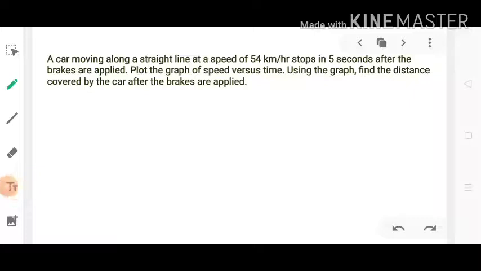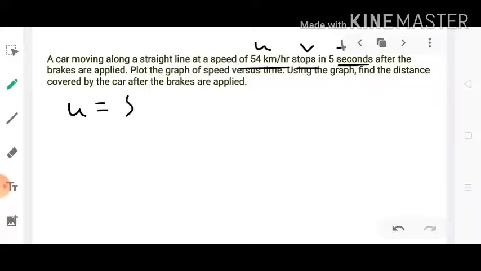Next question. A car moving along a straight line at a speed of 54 km per hour stops in 5 seconds after the brakes are applied. Plot the graph of speed versus time. Using the graph, find the distance covered by the car after the brakes are applied. Again, identify: 54 km per hour stops in 5 seconds. So 54 km per hour is initial velocity, stops means final velocity is 0, and time, how much time?